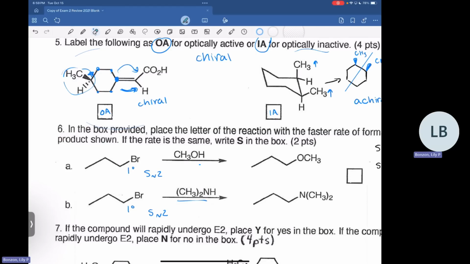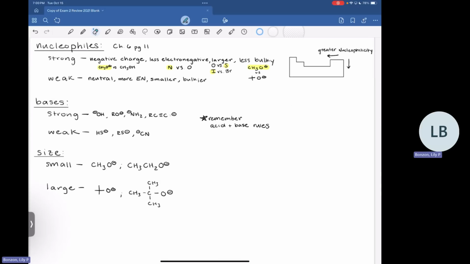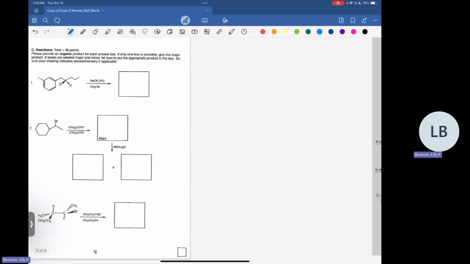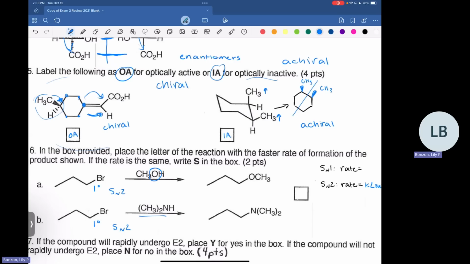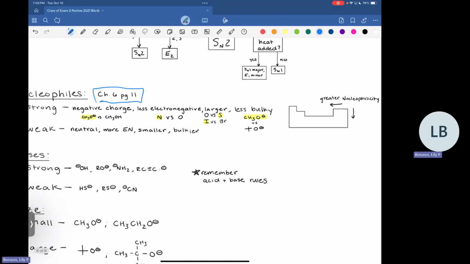For nucleophilicity, there are a few factors that you have to look at. I tried to put together a little flowchart for you guys. So definitely go back and review chapter 6, page 11. These are the rules for nucleophilicity that she describes in the notes. What we're looking at in this question is just a difference between the atom. When we're just looking at the atom, the nucleophilicity is decreasing going to the left on the periodic table and down.